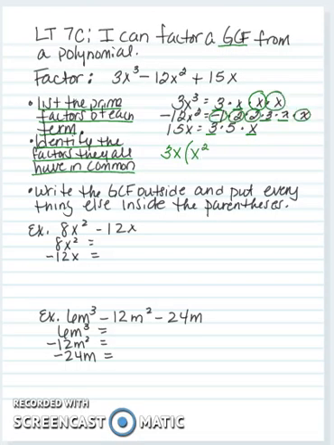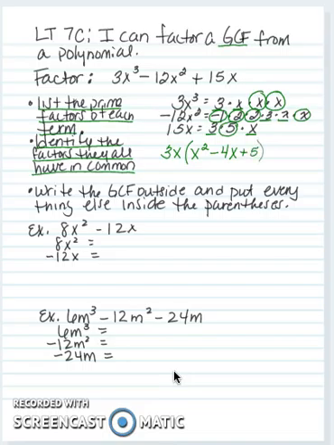I look at the second term. I did not use the negative 1 or the 2 or the 2 or this x right here. So negative 1 times 2 times 2 is negative 4 times x, negative 4x. I look at the third term. I did not use this 5, so that's a positive 5.